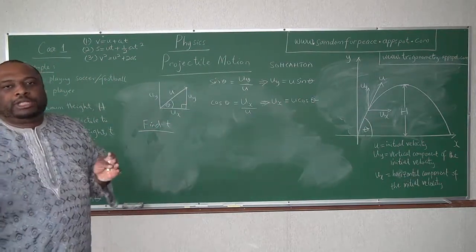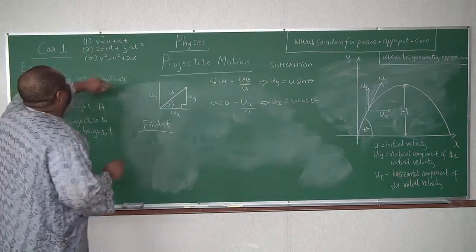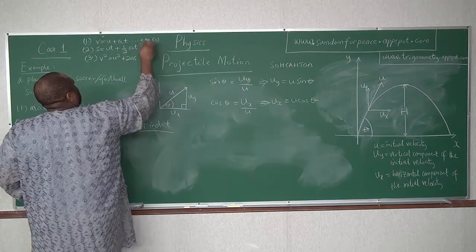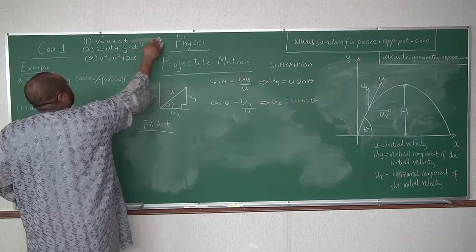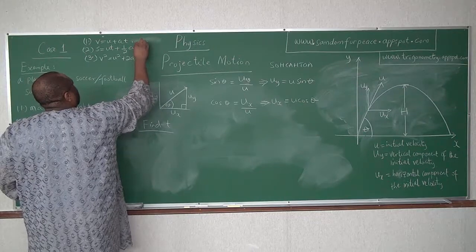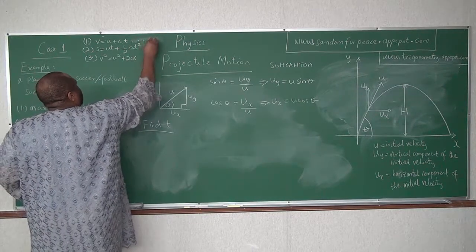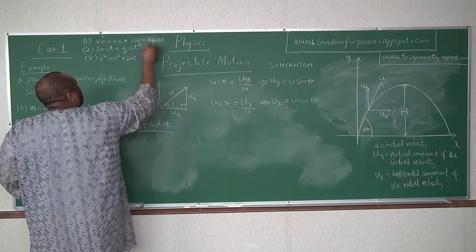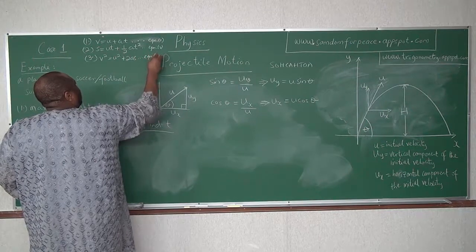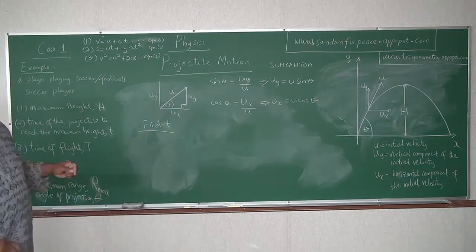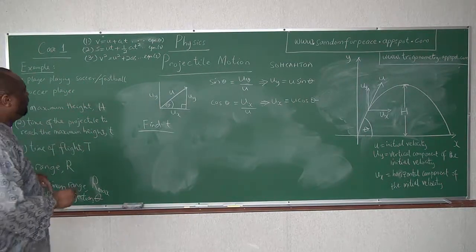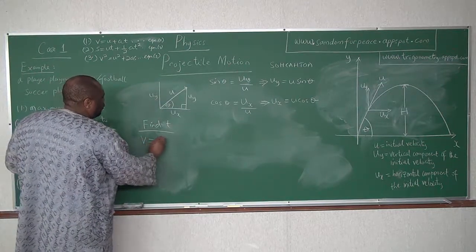So here we are going to use the first, let's call this equation 1, equation 2 and equation 3. Okay, so we're going to use equation 1. Let's use equation 1 for this. So V is equal to U plus AT.